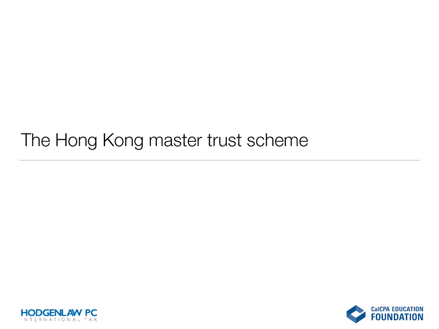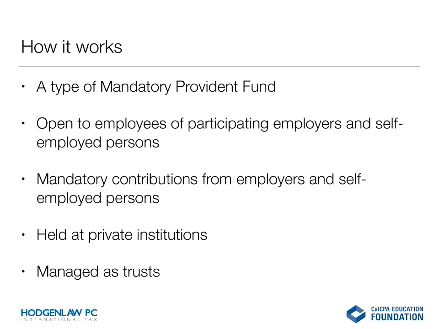Okay, now let's look at the Hong Kong Master Trust Scheme. Here's how it works. Hong Kong has this law that's called Mandatory Provident Fund, where everybody who is working as either an employee or a self-employed person has to contribute to save for their retirement. And the Master Trust Scheme is a type of Mandatory Provident Fund.